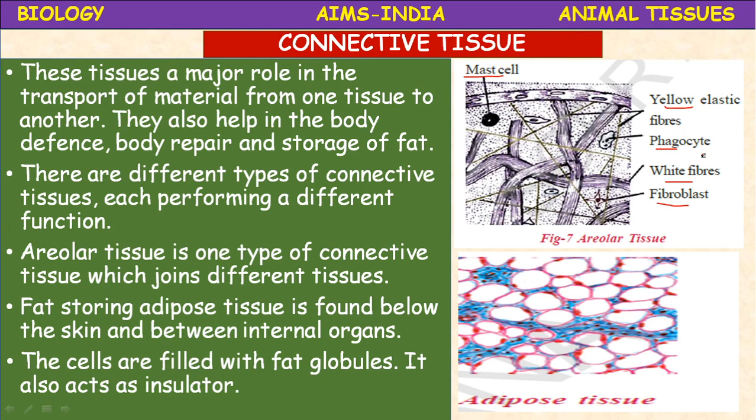The main function of this areolar tissue is it binds parts together and also provides strength and elasticity. As it is a fibrous tissue, it is elastic in nature. It provides strength, elasticity, and support to different internal organs. Or we can say the heart is held in position, the lungs are held in position in the body because of this areolar tissue. It provides strength, elasticity and support.